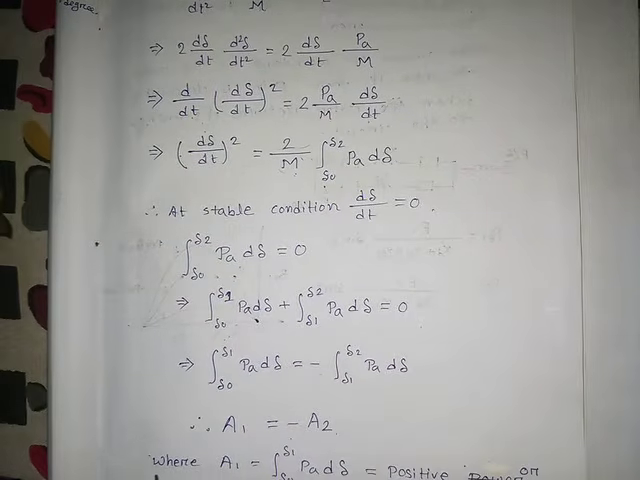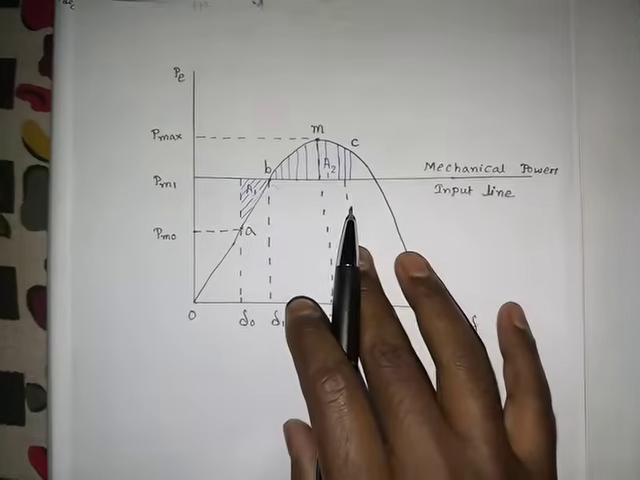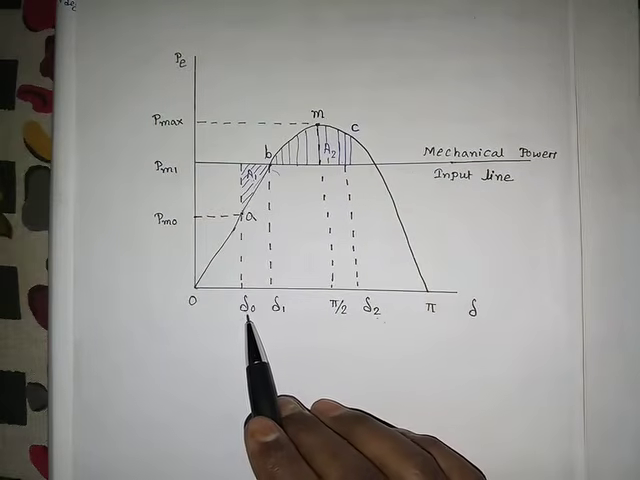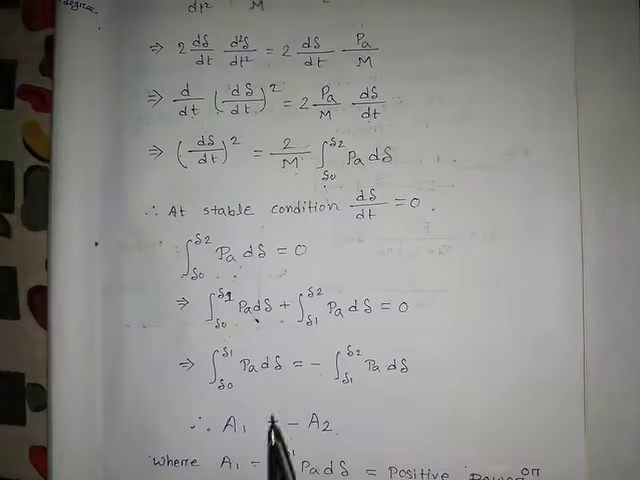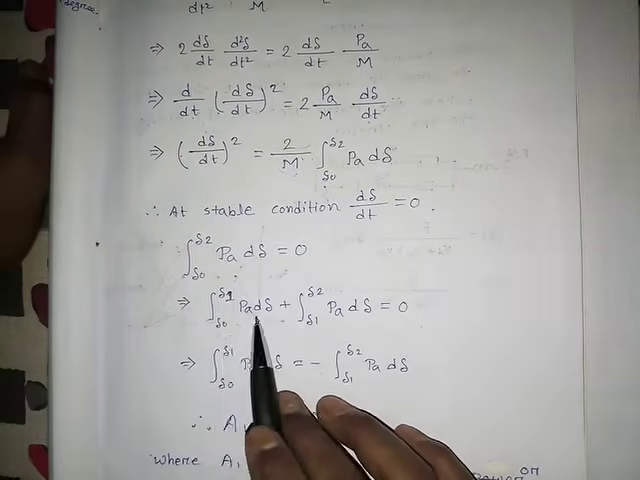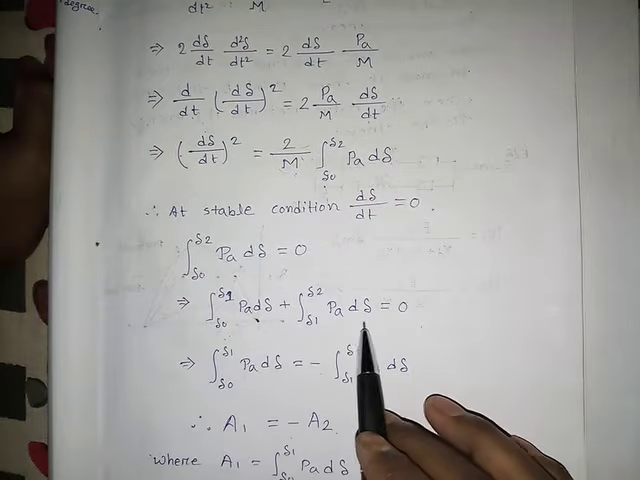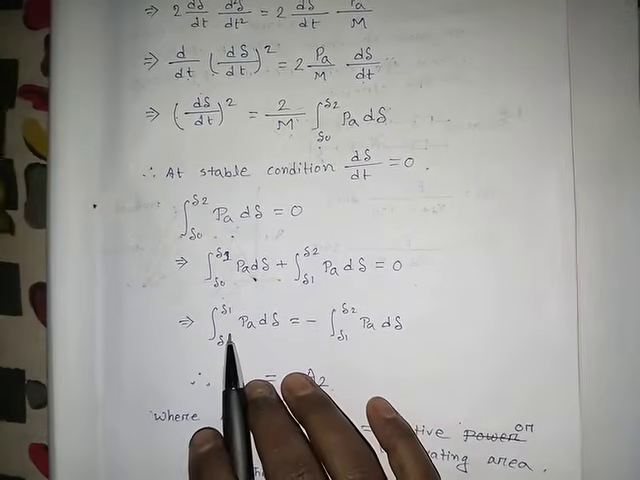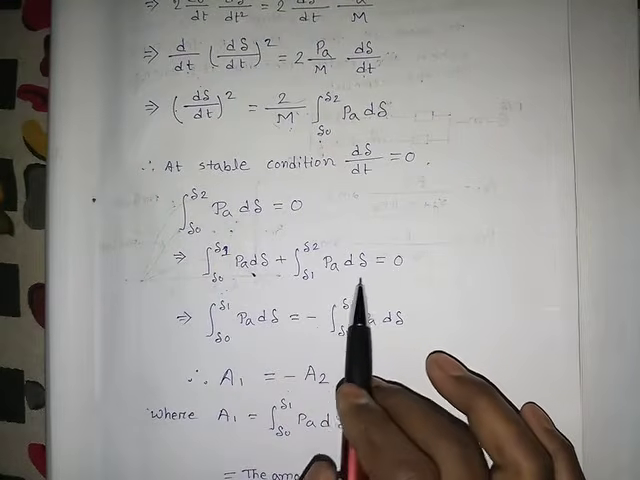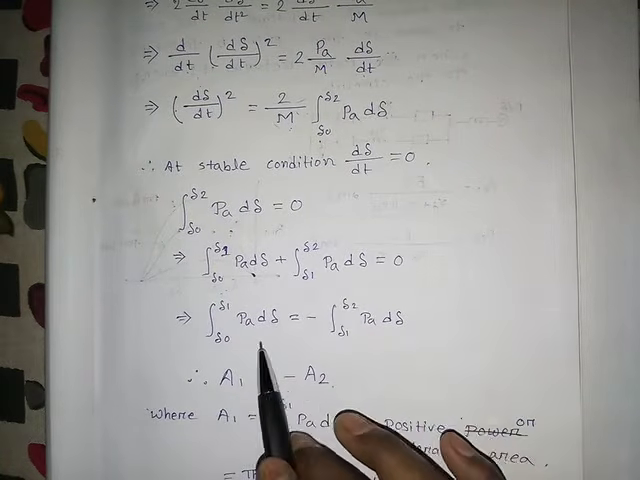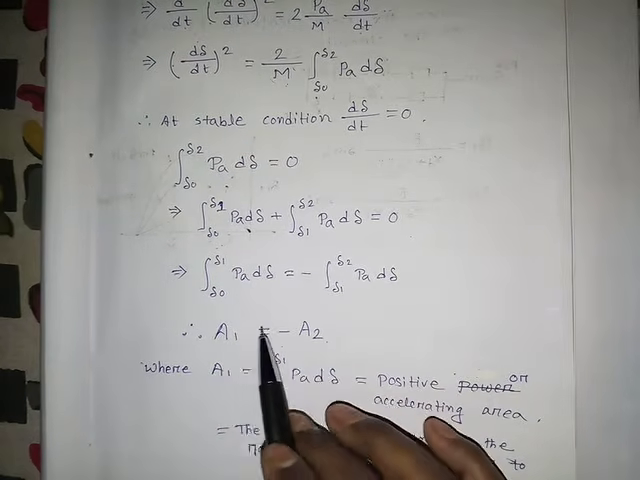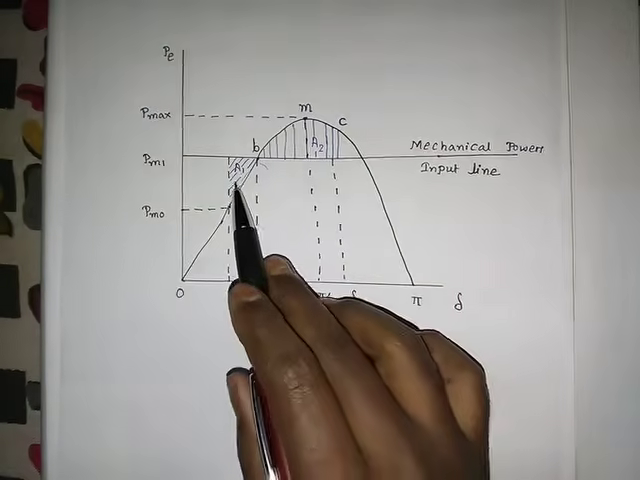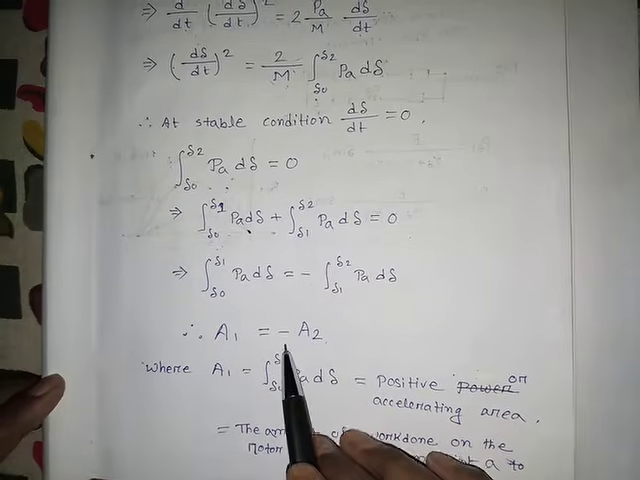Now see, in the diagram there are two areas. One is from del naught to del 1 and another is from del 1 to del 2. So we simply divide this integration part also: integral of pa d del from del naught to del 1 plus integral from del 1 to del 2 equals 0. Now we side change one of the parts. After side changing, it is nothing but an integration, which is an area. So del naught to del 1 is A1 and del 1 to del 2 is A2. It is a minus term.